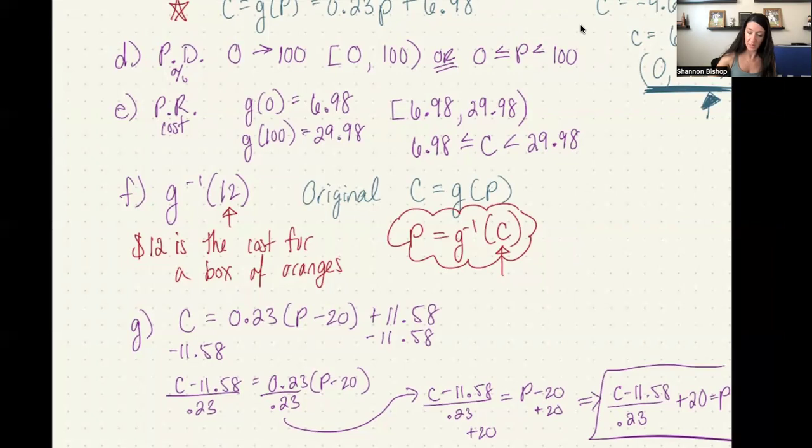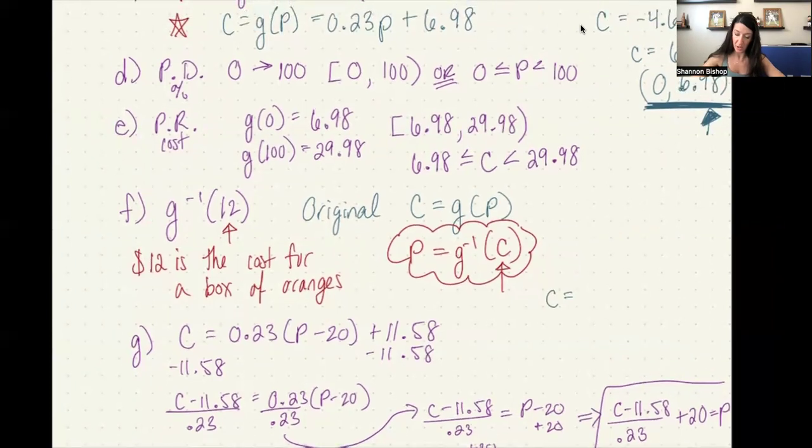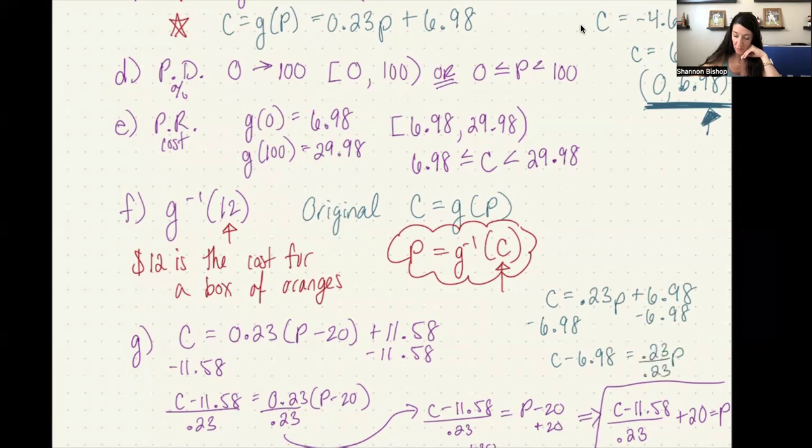If we were to do those same steps using the other formula, do I have room? Let's make room. We're going to go up here. So if I were to rewrite the other formula really quick, the C equals 0.23P plus 6.98. That was my other option. And if I were to invert that puppy, it'd be a little bit less steps. So admittedly, that one might have been the easier choice, but I wanted to show both. So it'd be C minus 6.98 is equal to 0.23P. Divide both sides by 0.23.